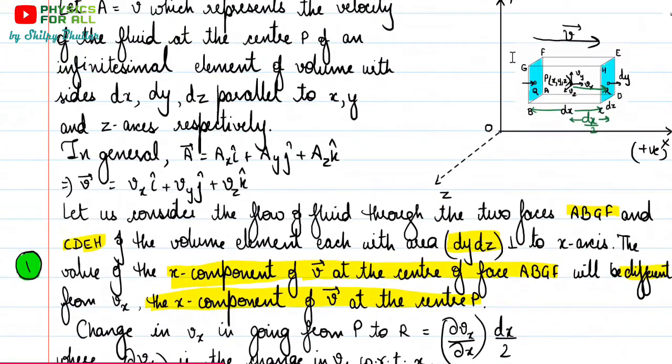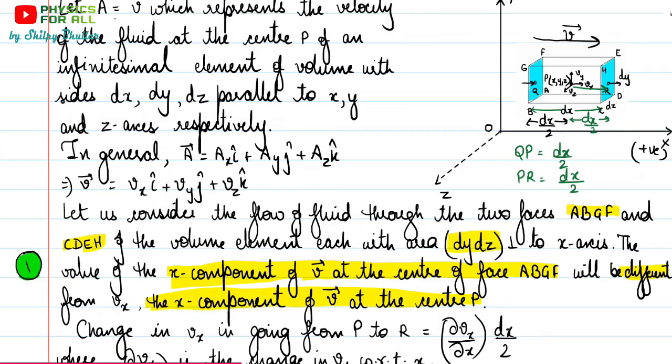As we know, this point R, which is at the center of CDEH, is on the right-hand side of point P, and this point Q, which is at the center of ABGF, is on the left-hand side of point P. Since P is at the center, the distance QP is also dx by 2. So QP is dx by 2 and PR is also dx by 2, since P is lying in the middle.